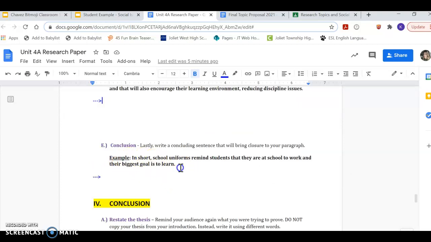And then the last part of this paragraph is your concluding sentence. You're just wrapping up, bringing closure to your paragraph. My example reads, "In short, school uniforms remind students that they are at school to work and their biggest goal is to learn." One sentence, right next to this blue arrow like all the other parts. But make sure you are not being repetitive, that each section, although talking about the same topic, since you are defending that topic, needs to be new ideas and new words.